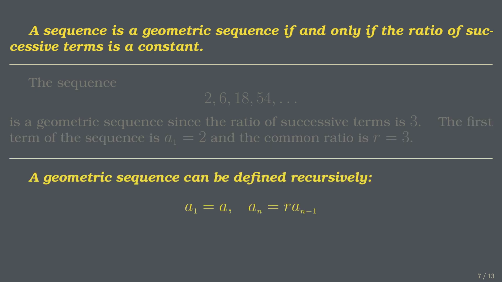Also, a geometric sequence can be defined recursively by first specifying the first term a1, and then an equals r times an minus 1, because the ratio between an and an minus 1 is always a constant number, which is r, the common ratio.